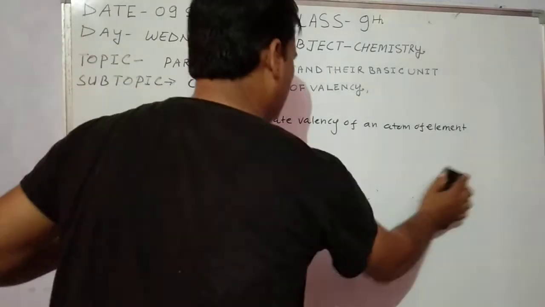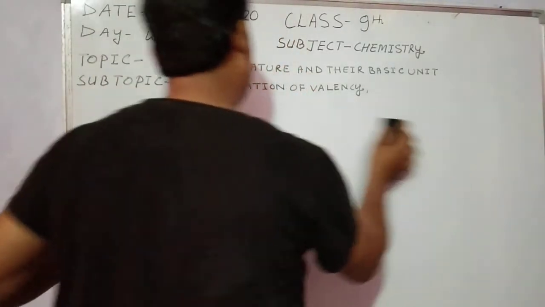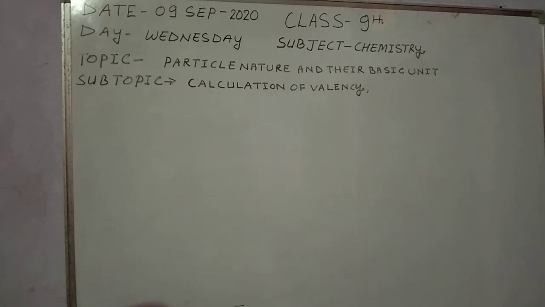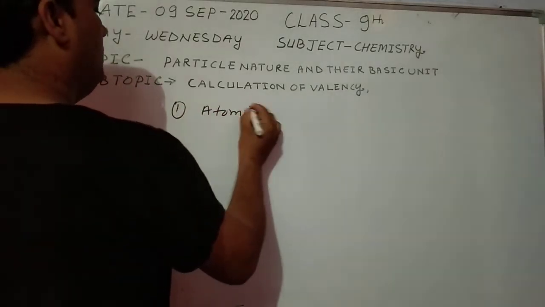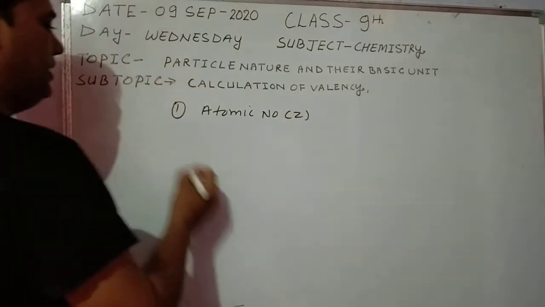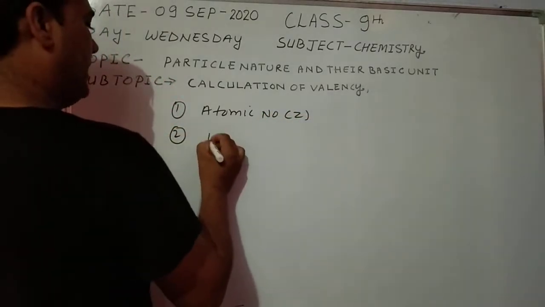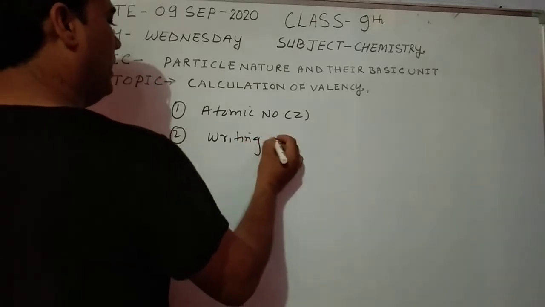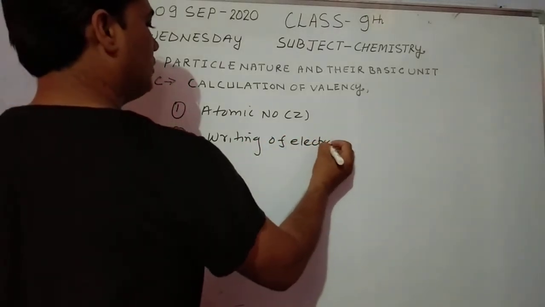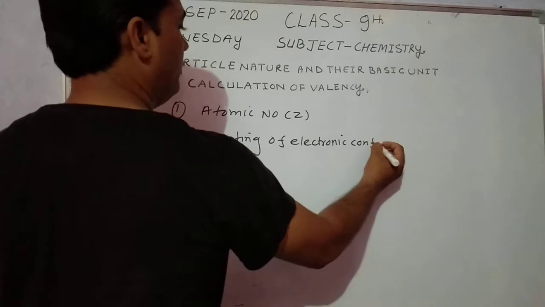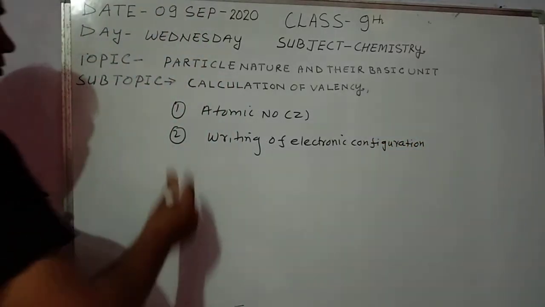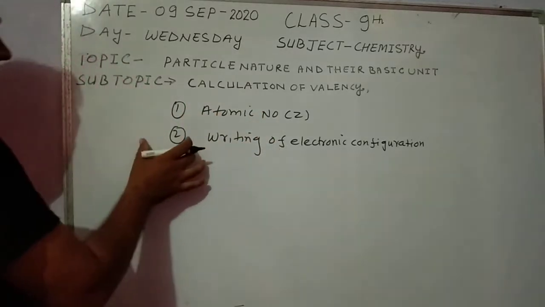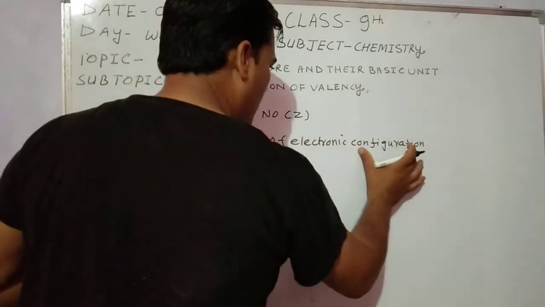So, if the atomic number is given for a particular atom of an element, then it is very easy to calculate its valency. Next important point: the first requirement is atomic number, that is Z, and the second requirement is writing of electronic configuration.